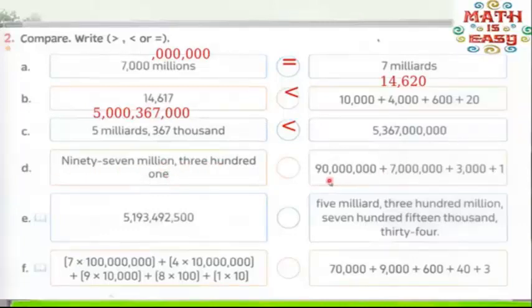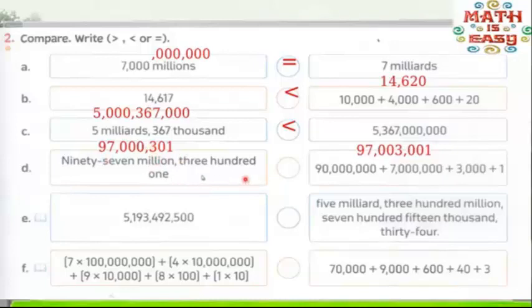97,301,000. Here we have 90 million, 7 million plus 3,000. 97,003,001. Here write this number in standard form. 97,301. In thousands, we don't have any number in the thousands period or thousands place. So put 3 zeros. 97, he said million means the 3 periods.